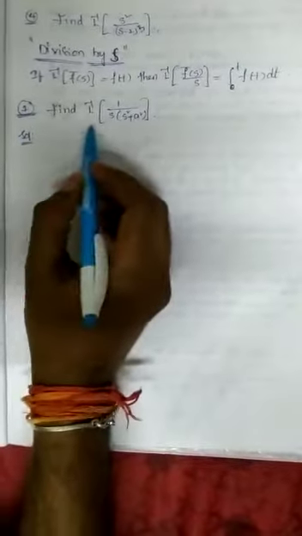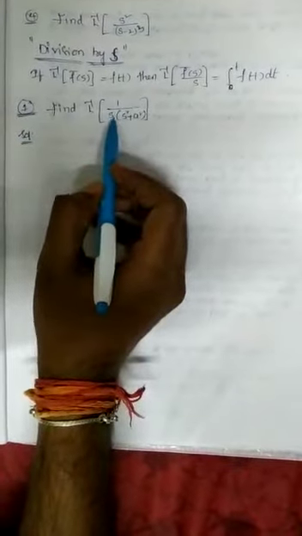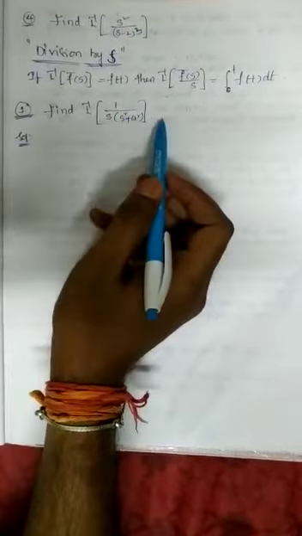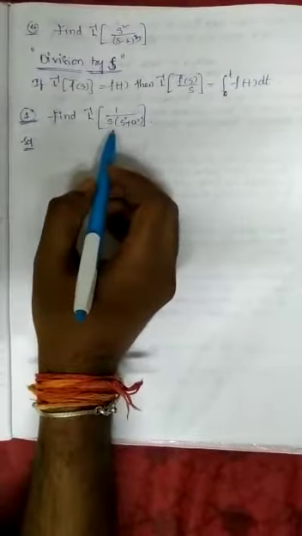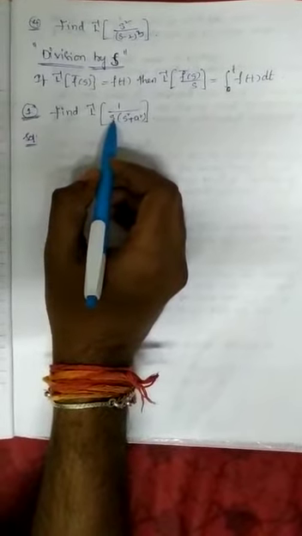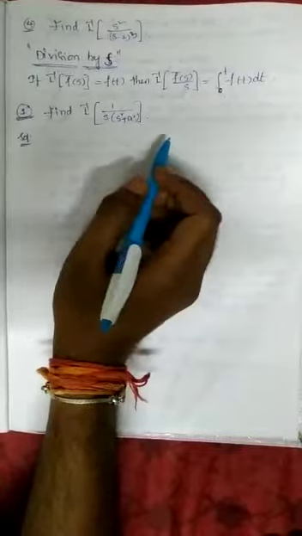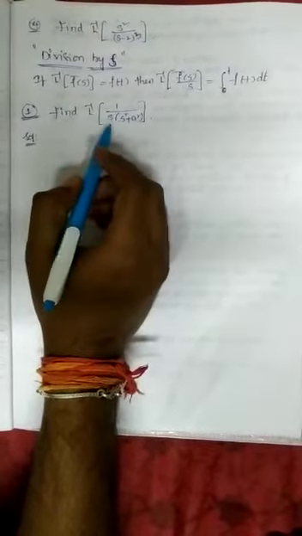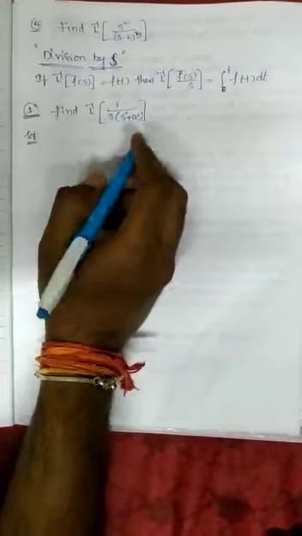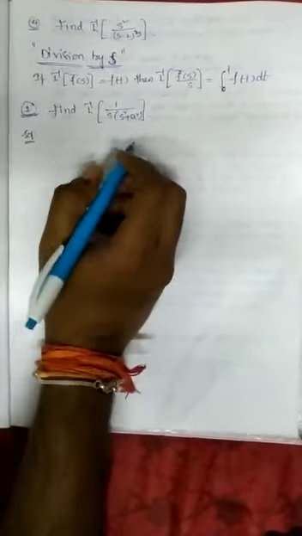So let us see one problem here. Laplace inverse of 1 by s into s square plus a square. If you observe here, we have s in the denominator. That means the function is divided by s. That is, division by s we have to use. Then how to solve division by s problems?